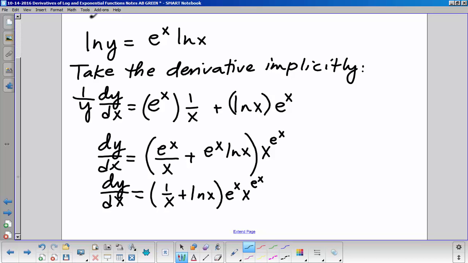Questions on that? Yes. How did we get e to the x? We took the product rule here: first, times the derivative of the second, which is 1 over x, plus second, times the derivative of the first, which is e to the x. How's the derivative of e to the x?